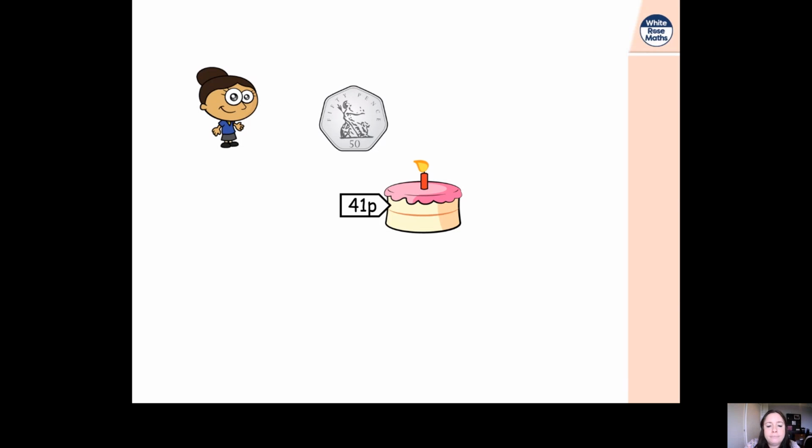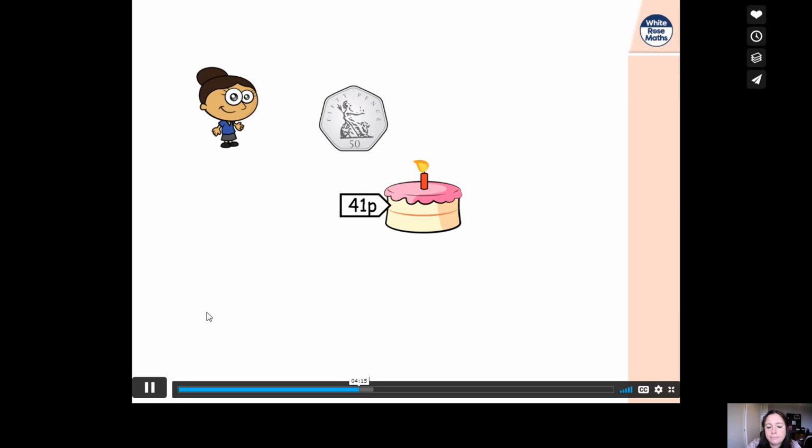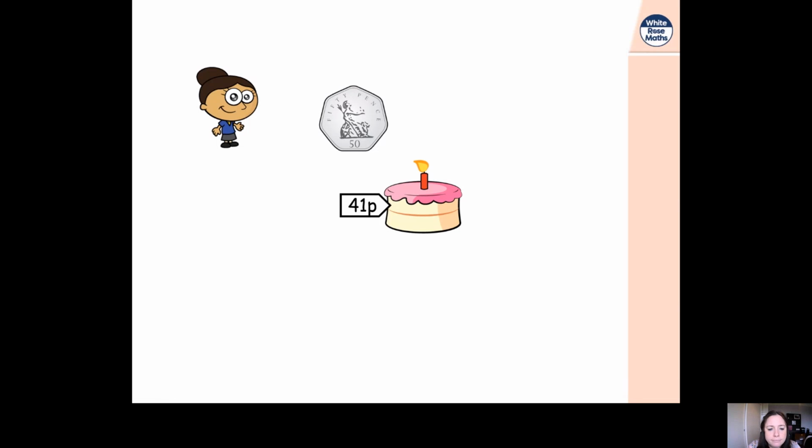Yes, she can. She gives the shopkeeper her money, and the calculation the shopkeeper does to find out her change is 50 pence, subtract 41 pence.